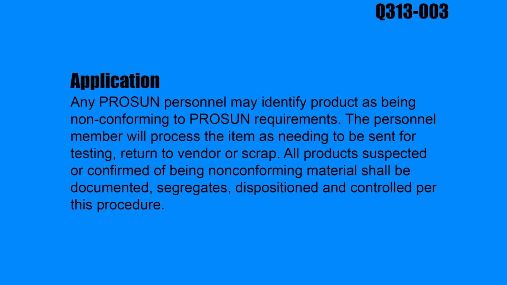Any ProSun personnel member may identify a product as being non-conforming to ProSun requirements. The personnel member processes the item as needing to be sent for testing, returned to vendor, or scrap. All products suspected or confirmed of being non-conforming material shall be documented, segregated, dispositioned, and controlled per this procedure.